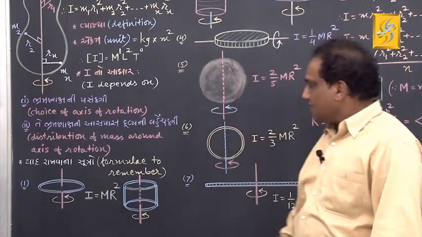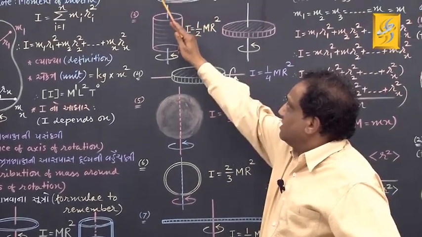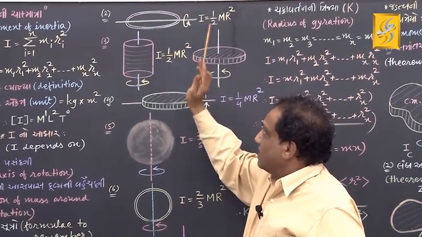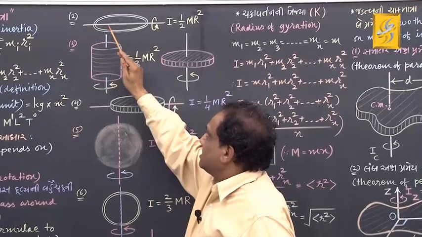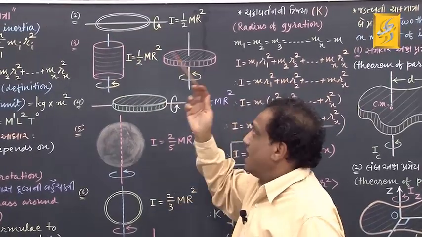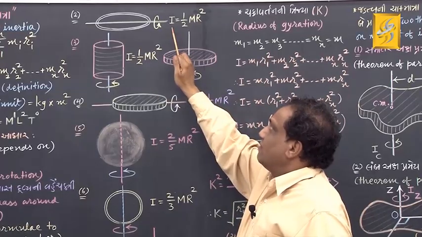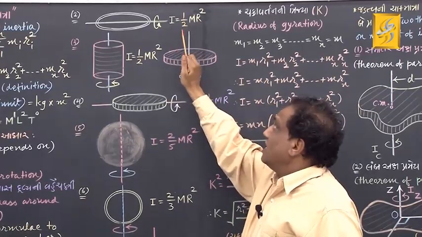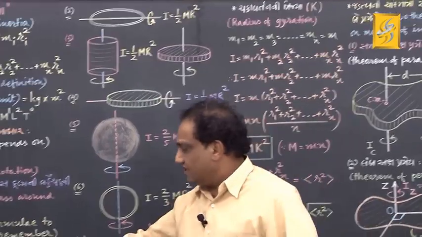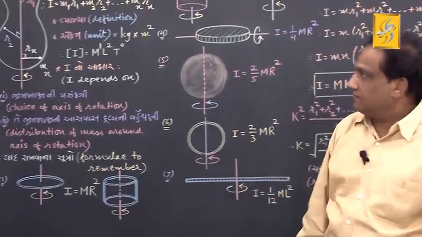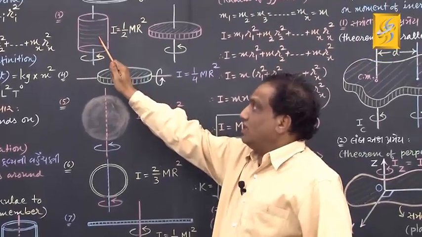Now suppose this is an extremely thin circular ring which rotates about this axis, which is passing through its diameter. When it does so, its moment of inertia is 1 by 2 mr square, which is half of this. Just remember. Then this is a solid cylinder.